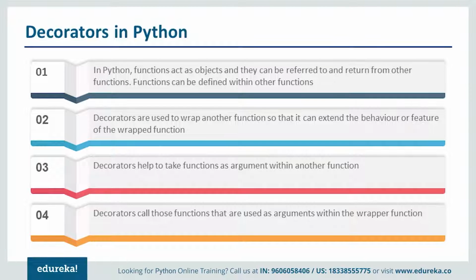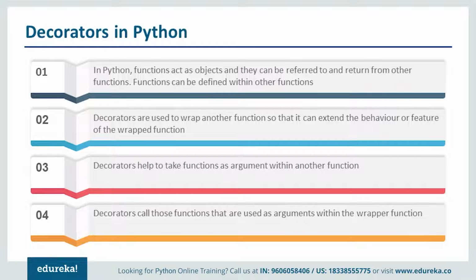Now decorators in Python are very important for the overall Python programming mechanism. In Python, a function acts as an object and can refer to and return values also, and we can also have functions defined within other functions. We can have nested functions also. So decorators are used to wrap another function so that it can extend the behavior of the wrapped function. In order to extend the behavior of a particular function, we can use a wrap, and these wraps are known as decorators.